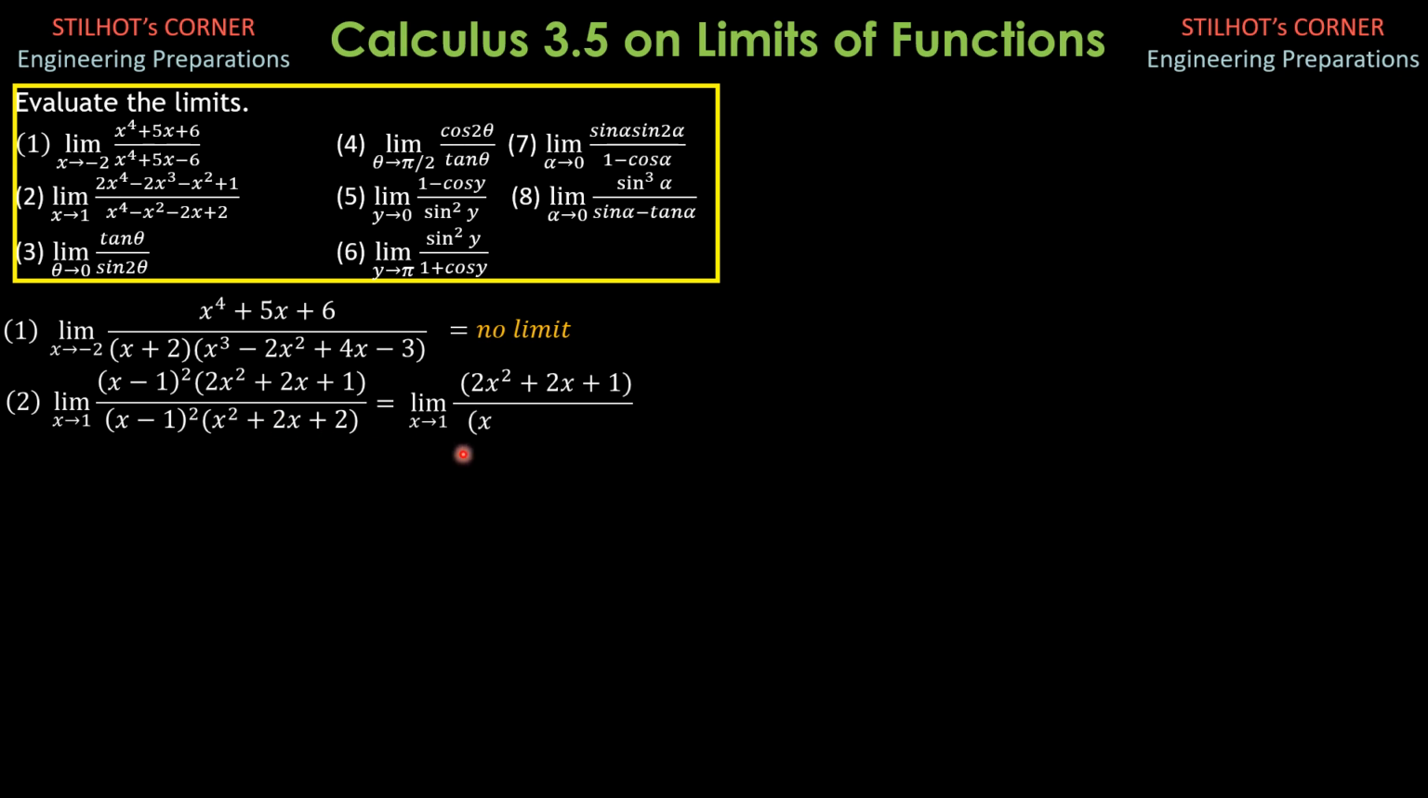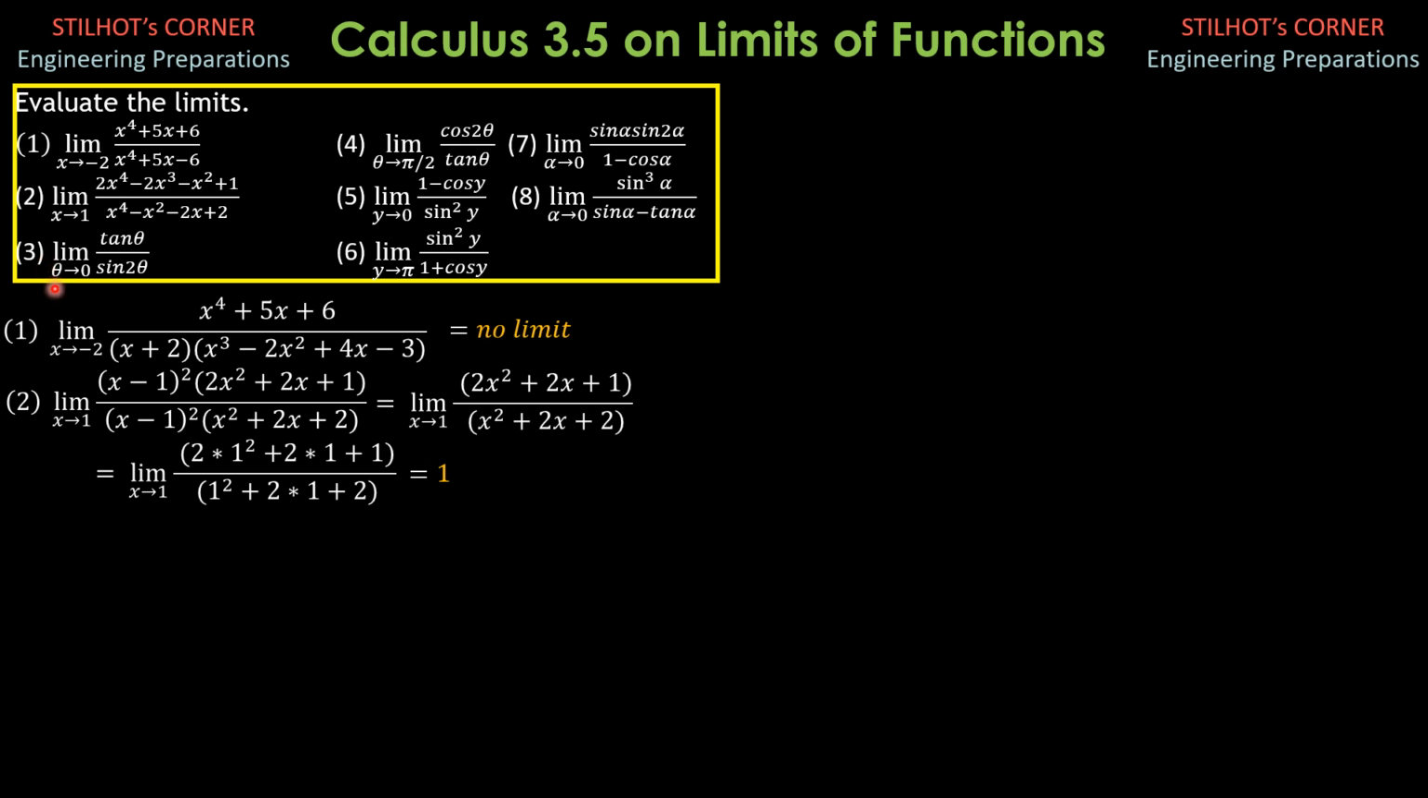So we just copy. Then finally, we substitute x is 1. So 2 times 1 square plus 2 times 1 plus 1, which is 5 in the numerator. In the denominator, 1 square plus 2 times 1, which is 2 plus 1, 3 plus 2, 5. So 5 over 5. So the limit as x approaches 1 for this exercise 2 is equal to 1.